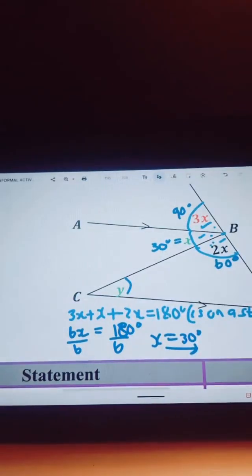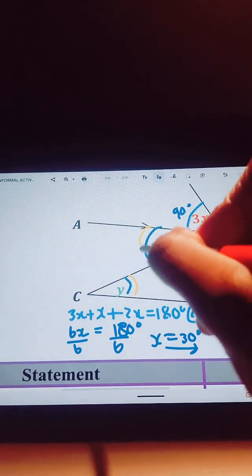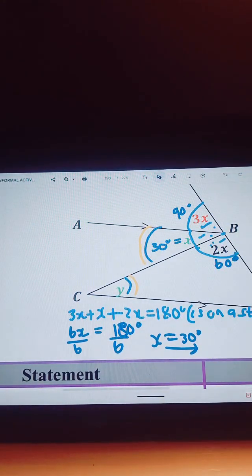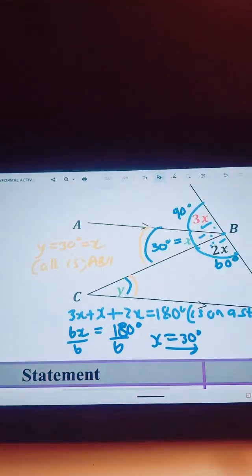Then x has a relationship with y. So we can then say y is equal to 30 degrees, which is equal to x. Reason: alt angles, AB parallel to CD.